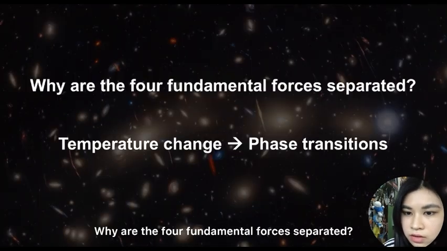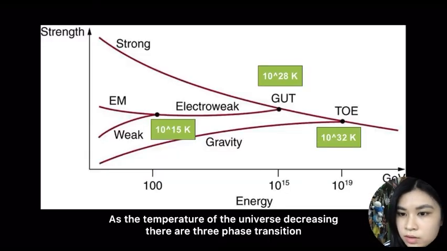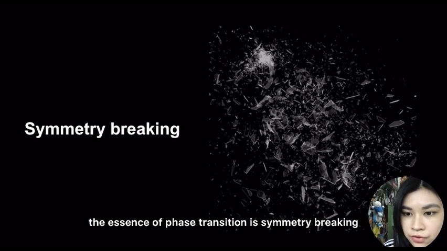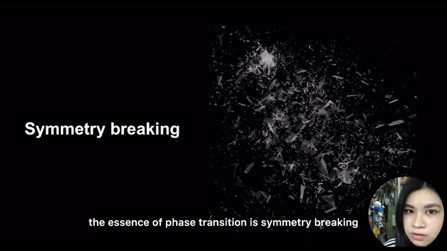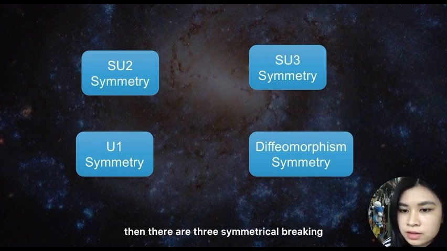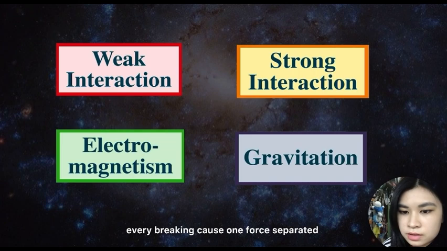So why do the four fundamental forces separate? That's because the temperature change of the universe caused phase transitions. As the temperature of the universe decreased, there were three phase transitions, which finally caused the four fundamental forces to separate. The essence of phase transition is symmetry breaking. The universe was originally highly symmetrical, and then there were three symmetry breakings. Every breaking causes one force to separate.